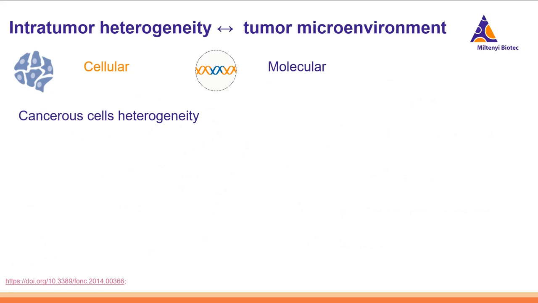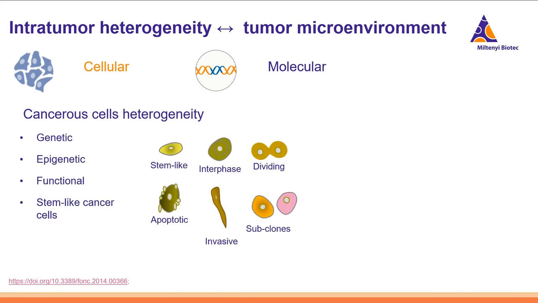Let's now focus on the heterogeneity of cancer cells. This heterogeneity happens at a cellular and at a molecular level. We can observe here how, due to the genomic instability of cancer cells, they can have genetic differences, but they can also be in very different epigenetic states. They can show different functional states, and some cancer cells can also act like stem cells, meaning that they can be responsible for the clonal evolution of the cancer, and they are also responsible for the relapses after treatment.